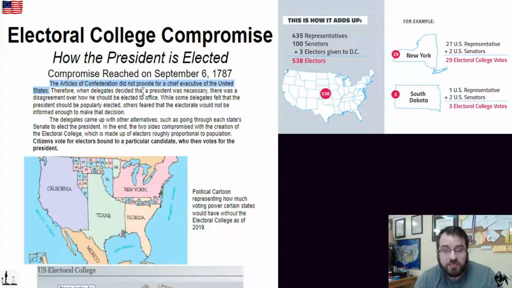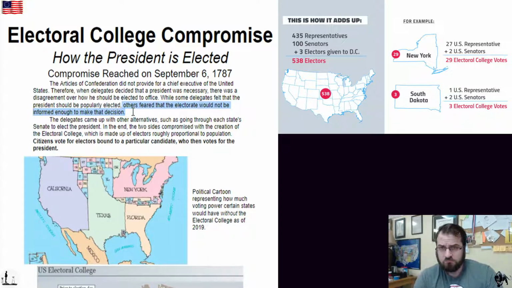Therefore, when delegates decided that a president was actually necessary, there was a disagreement over how that president should be elected to office. While some delegates felt that the president should be popularly elected, others feared that the electorate, the people, would not be informed enough to make that decision. The people who were creating our country literally thought that most people did not know enough to be able to choose their leaders. And to an extent, they did have some merit to that argument.